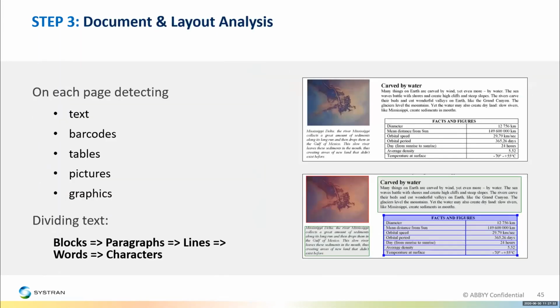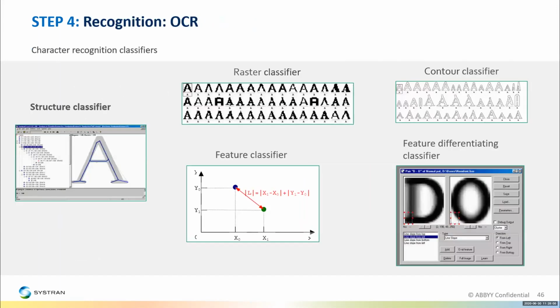The next step is document and layout analysis. What is it? FineReader Engine breaks the document into different blocks. It detects barcodes, tables, pictures, graphics, and when it finds a text block, it breaks it into paragraphs, lines, words, and characters. And when we have prepared the document for recognition, we start the recognition step.